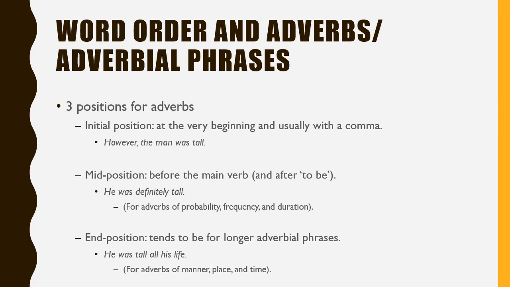There are 3 positions for adverbs. The initial position, which is at the very beginning of the sentence, is usually followed by a comma. However, the man was tall. Then there is the mid position, which is right before the main verb and of course after a form of to be. We use the mid position for adverbs of probability, frequency, and duration. He was definitely tall. Finally, there is the end position, which tends to be for longer adverbial phrases. We usually use this for adverbs of manner, place, and time. He was tall all his life.